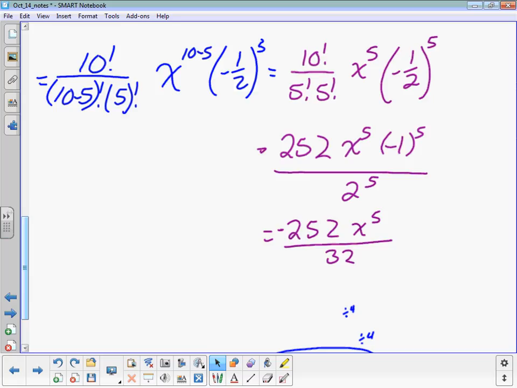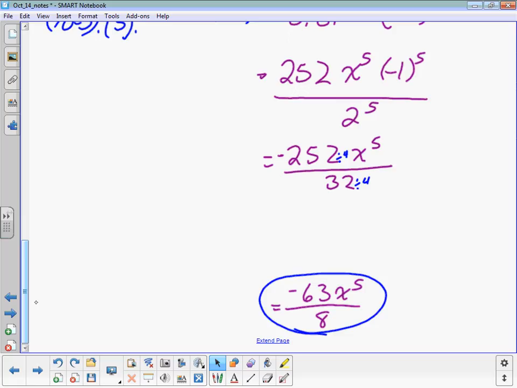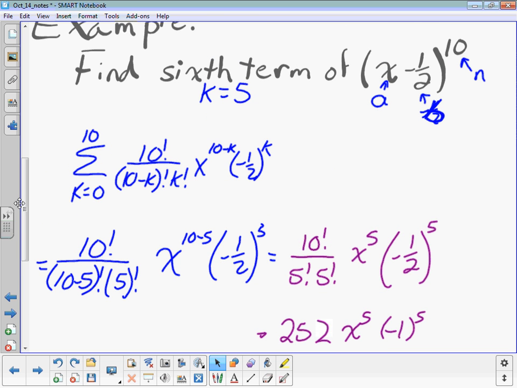Now here's the thing. 252 is an even number and 32 is an even number, so I can divide those both by 2 to reduce the fraction. The numbers I get are both even, so I'm going to go ahead and divide by 4. I divide the 32 by 4 and the 252 by 4, and it gives me -63 over 8, and then I have the x to the 5th. So for my x minus 1/2 to the 10th power, my answer is -63 x to the 5th over 8. That's just using the binomial theorem, plugging it into the formula, and realizing that k is going to be one less than the term I'm looking for.